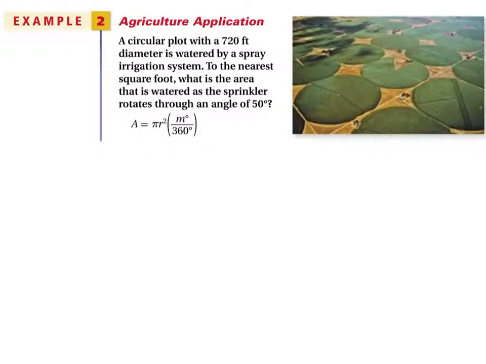In example 2, you can just follow along if you'd like. A circular plot with a 720-foot diameter is watered by a spray irrigation system. To the nearest square foot, what is the area that the water is sprinkled if the sprinkler rotates through an angle of 50 degrees? So that would be like this, 50 degrees.